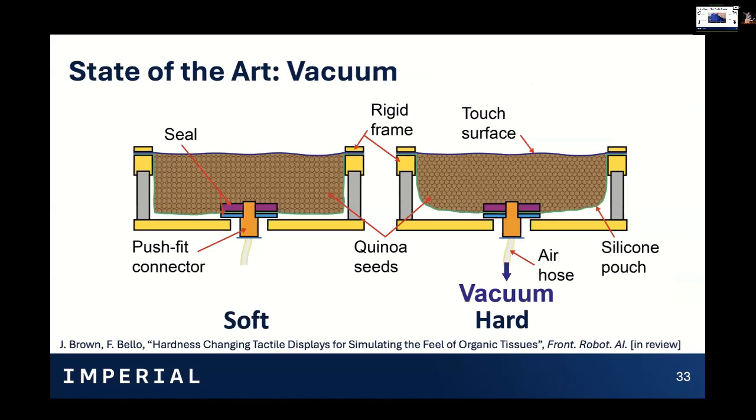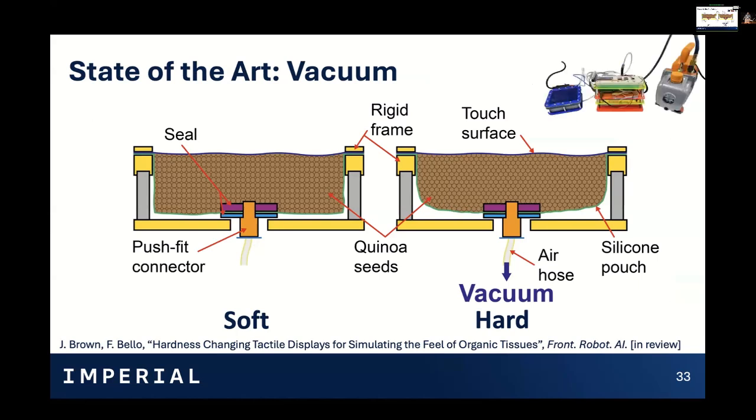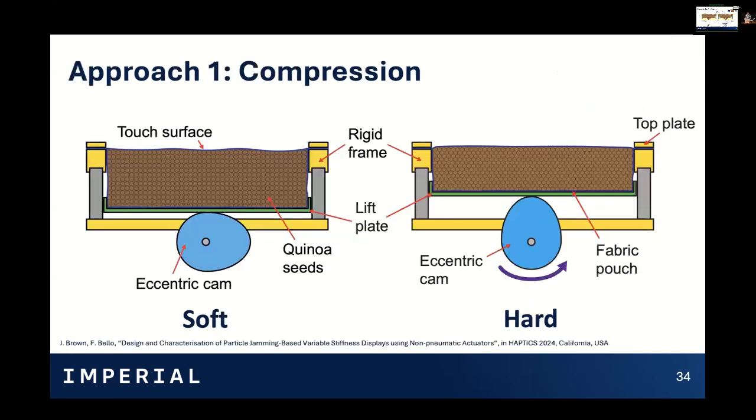So as I mentioned, the state of the art for particle jamming is vacuum actuation. This is where you evacuate the air from your particle jamming device. But of course, you have to have this rather nasty pneumatic system to go along with it. And the first stage of this work, we wanted to re-engineer the particle jamming foundation so that we can create a device with all of those characteristics I mentioned before: affordable, lightweight, power efficient.